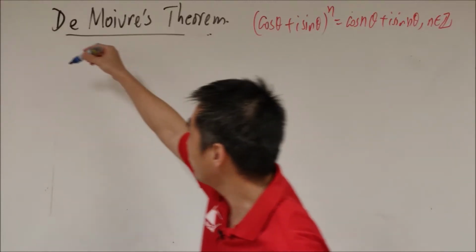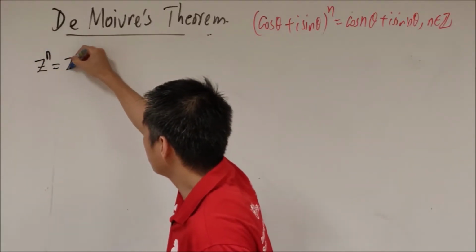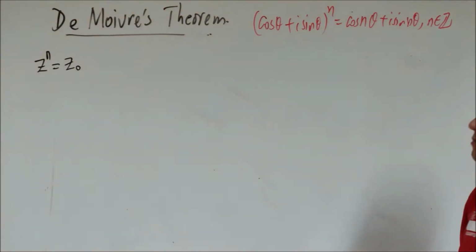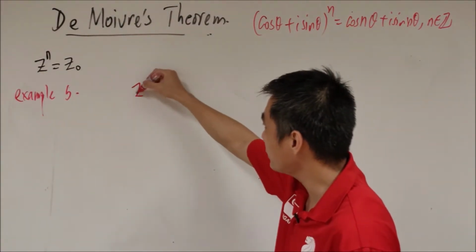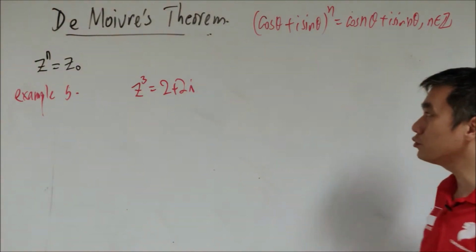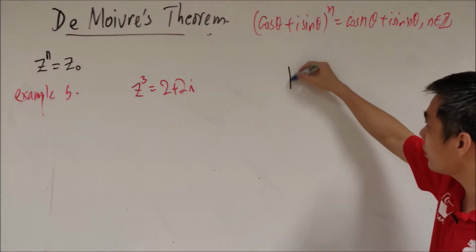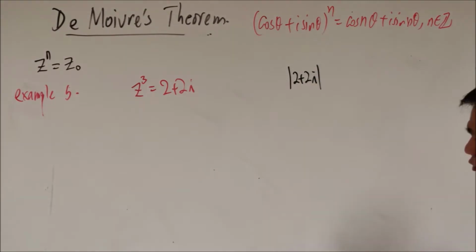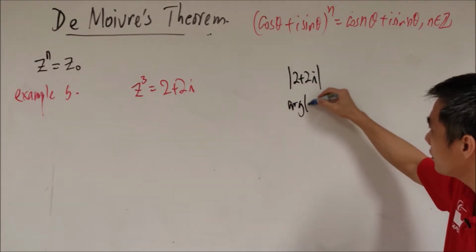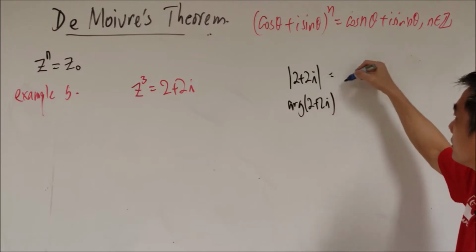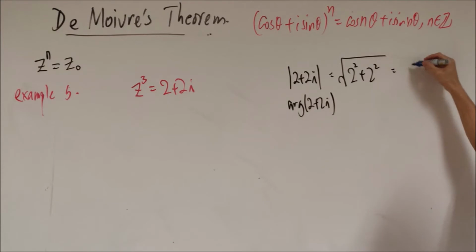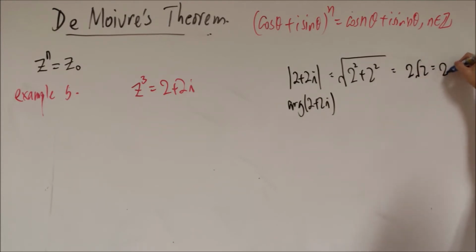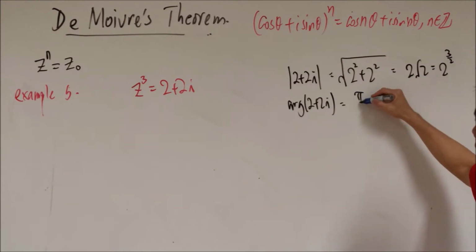So in this video, we are going to solve z^n = z0 for any complex number z0. For example 5, we are asked to find z such that z^3 = 2 + 2i. We need to first find the modulus and the argument of 2 + 2i. The modulus is the square root of 2 squared plus 2 squared, which equals 2^(3/2). The argument is pi over 4.